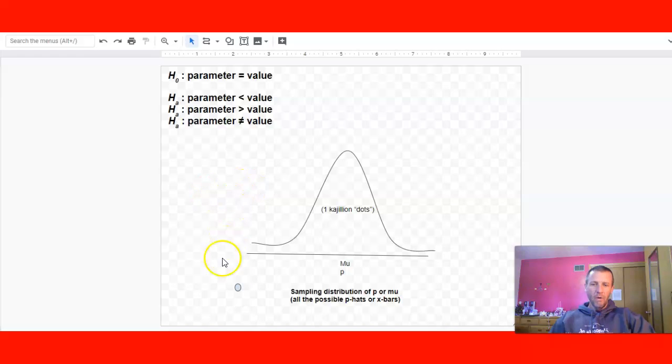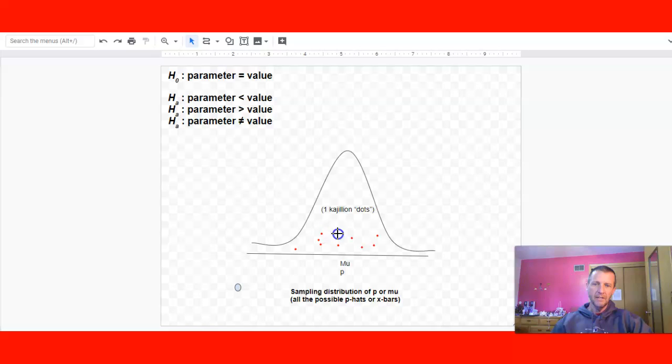Here's what we know about parameters. We can find the sampling distribution of all the p hats or x bars, all the possible p hats or x bars that could come from a population, because of what we learned in chapter 7. Now, this picture, you have no idea how long it took me to try to draw this, but that's another story. This picture is really made up of an almost infinite number of dots.